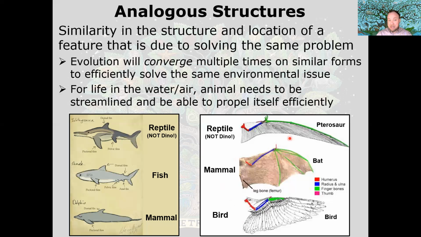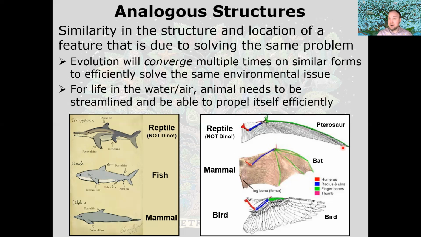But looking at the mammal wing, the bat wing, 5 fingers, the bat is using all 5 of its fingers to support the wing membrane. And it's even actually connected to the leg as well. Pterosaurs are using only 1 finger, 1 greatly elongated finger, to support their wing membranes.